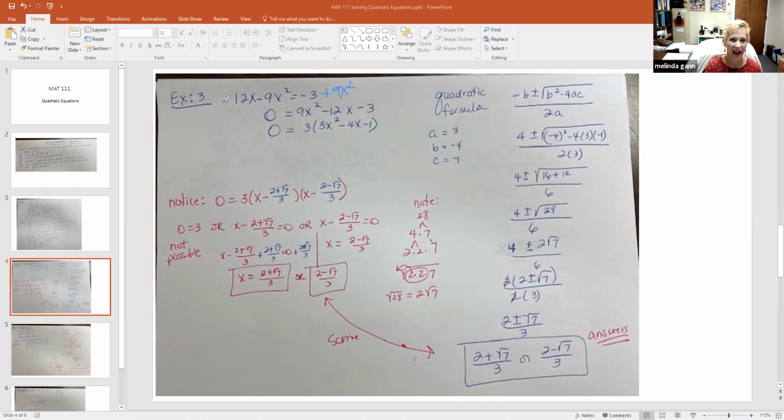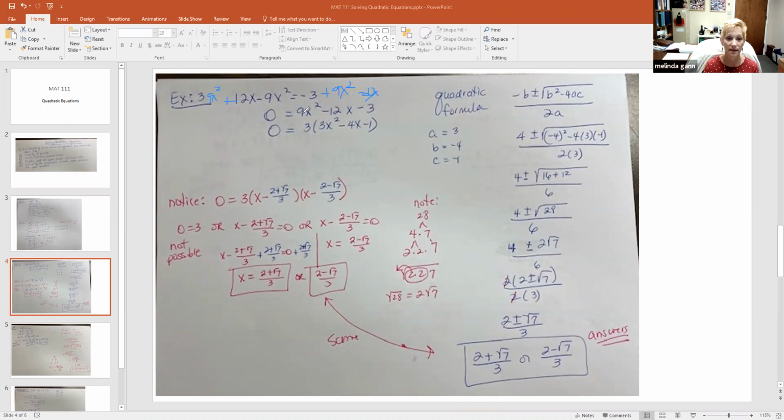All right, so I've got to add a 9x squared over here. And then to get rid of the 12x, I'd have to subtract a 12x over here. So that's why everything went away on this side, and that's what I have on that side. Remember, always look for a common factor first. You see that 3 is a factor of all of those, so I pulled a 3 out.